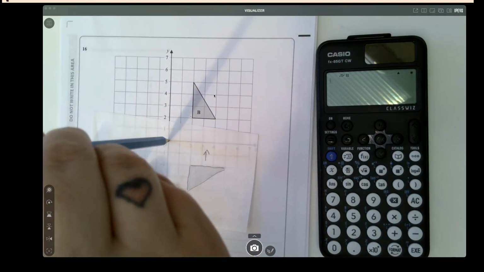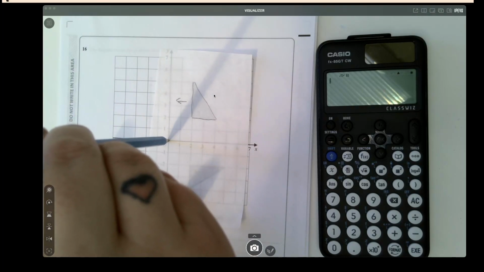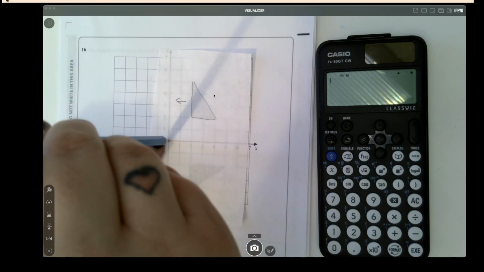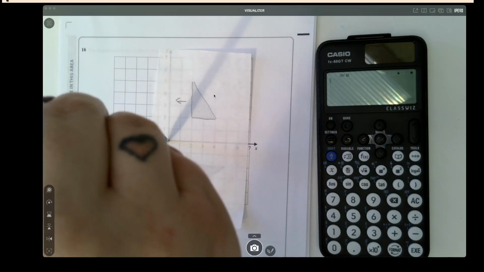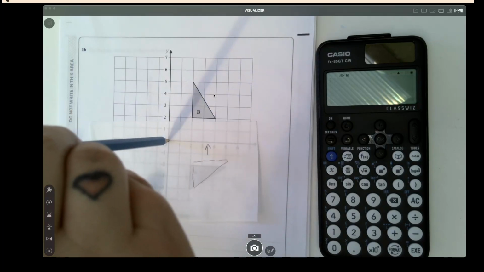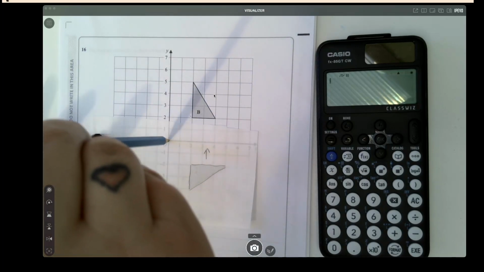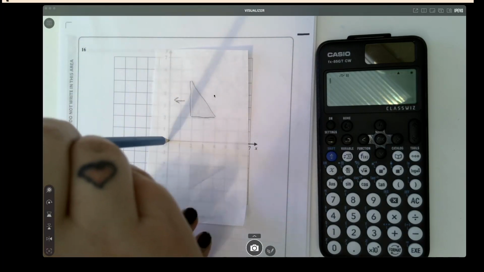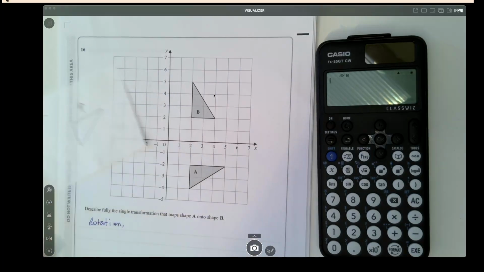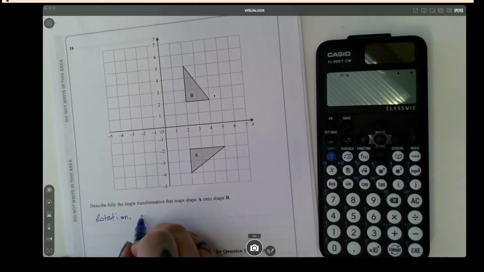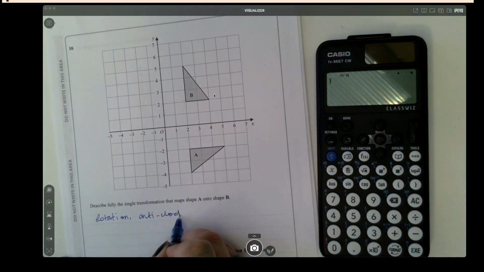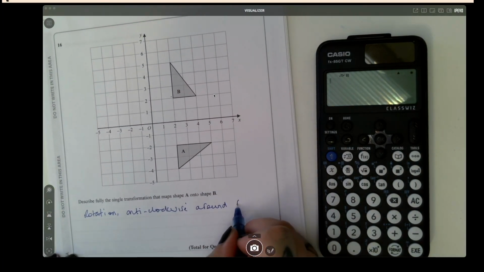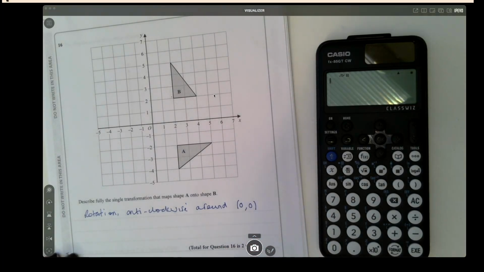Because if you look, it started here, now it's at a right angle of 90 degrees. The triangle has matched exactly, so that tells me it's also been rotated around this point here, the origin where my pencil is. So that arrow shows me how far around it's gone, so it's taken a quarter turn, 90 degrees, anti-clockwise, and around that point 0, 0. So it's a rotation, anti-clockwise, around, you can put the origin or you can put 0, 0. For 2 marks.